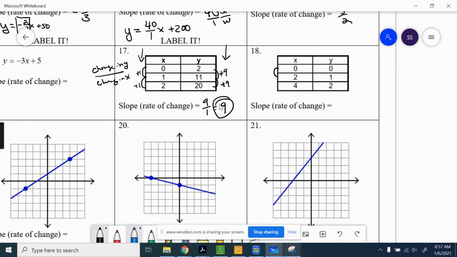How do I go from 0 to 2? Plus 2. 2 to 4, plus 2. And then y, plus 1. 1 to 2 is plus 1. So remember, it's change in y over the change in x. It's y over x. So this is going to be a slope of 1 over 2.